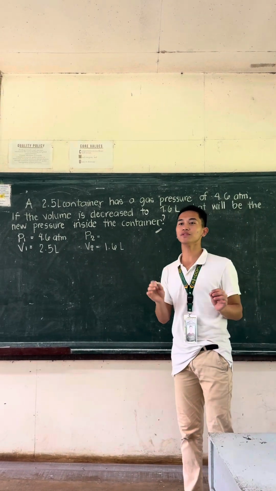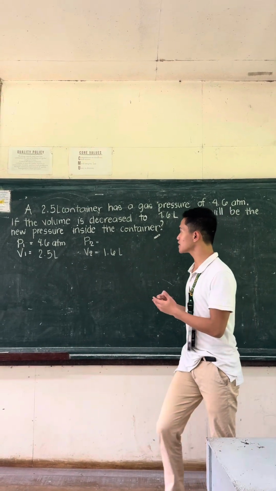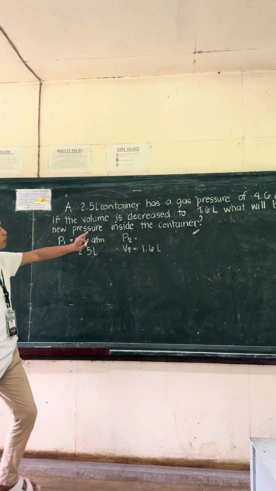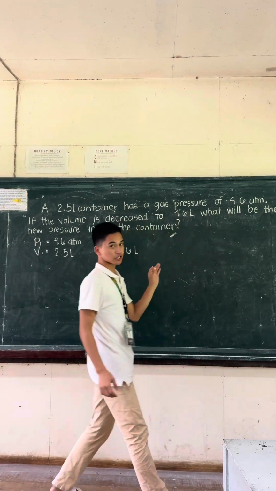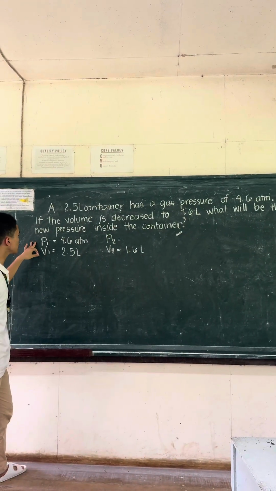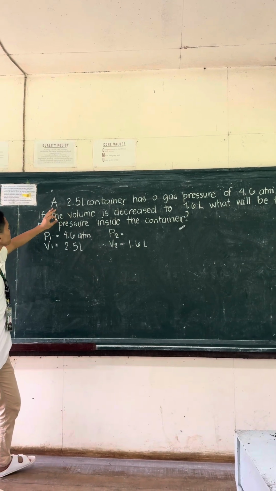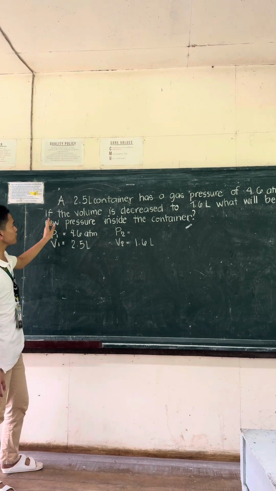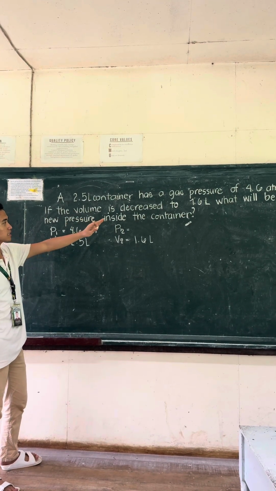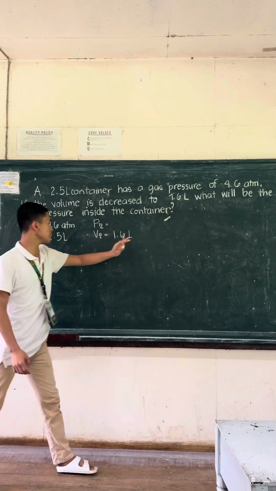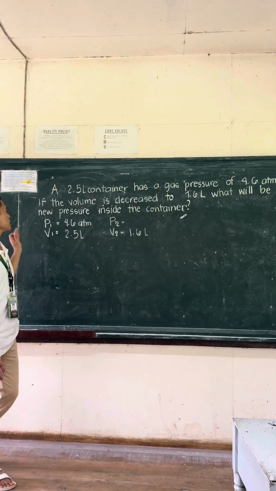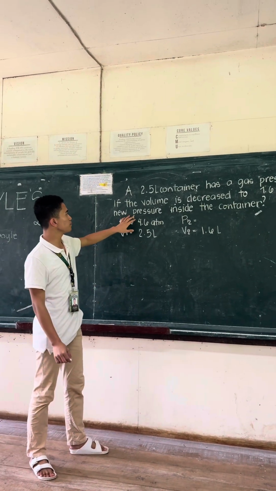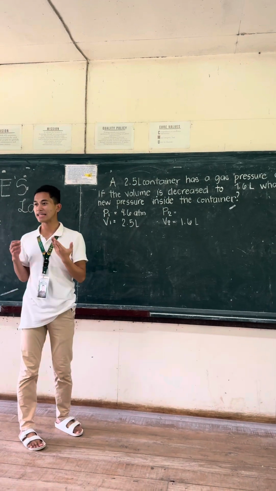First, we have to determine the given numbers. Here, we can conclude that 4.6 atm is our pressure 1, so we put it right here. And our volume 1 is 2.5 liters. The question is, if the volume is decreased to 1.6 liters, which is our volume 2, what will be the new pressure inside the container? So in this problem, pressure 2 is the one that we are going to find out.